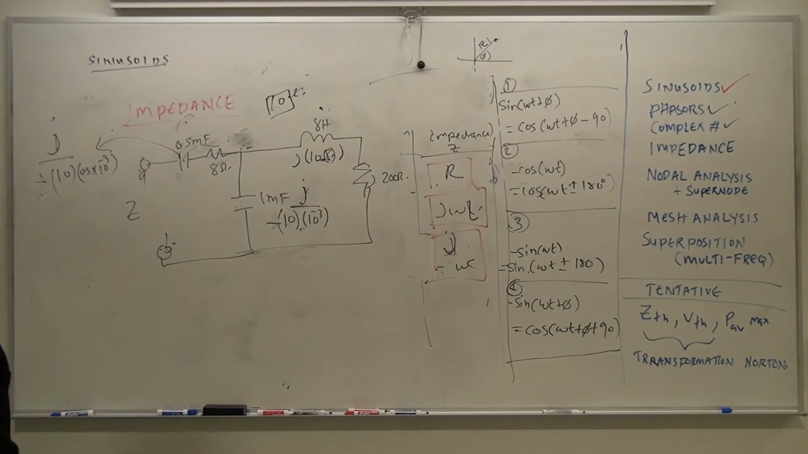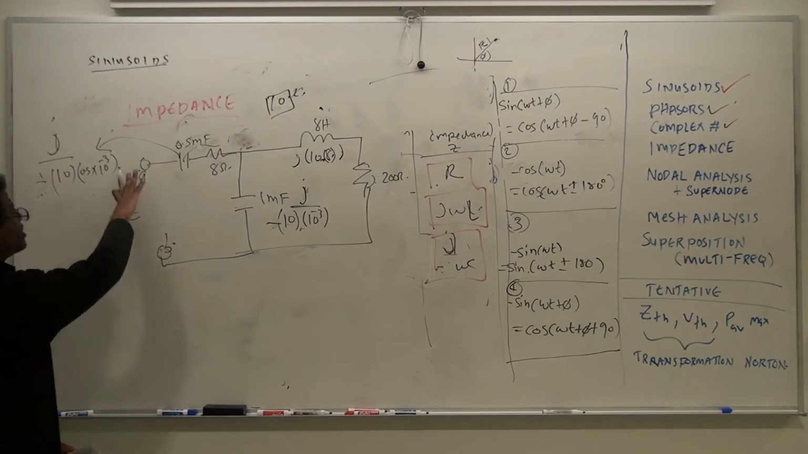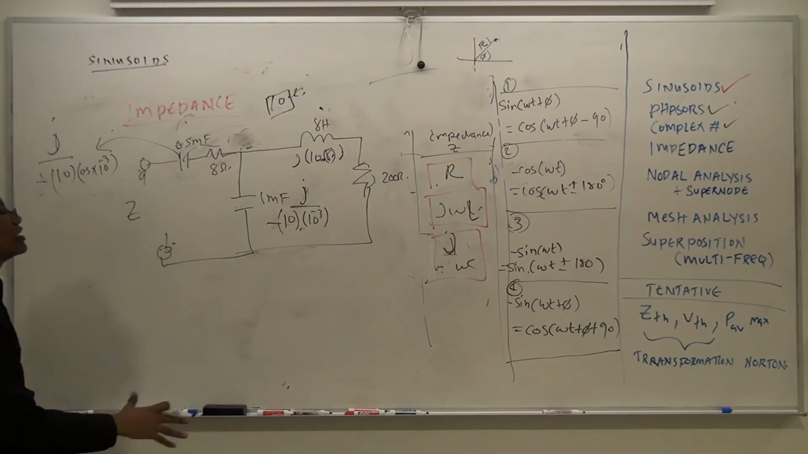Yeah, and the question is now, how do we proceed from here? How do we reduce this to an equivalency? This is just step 1.